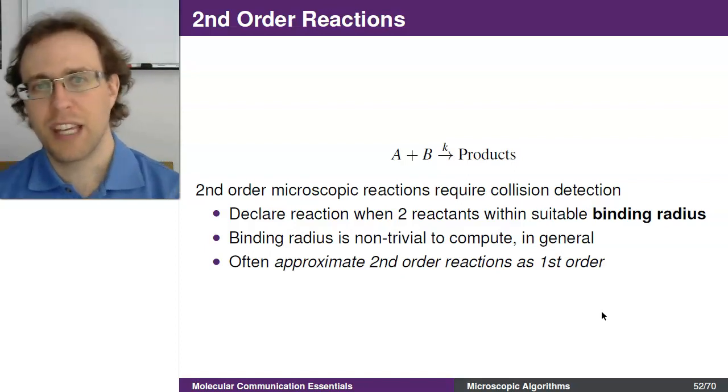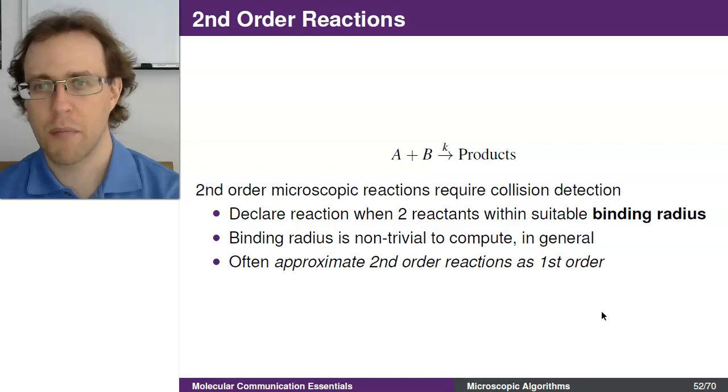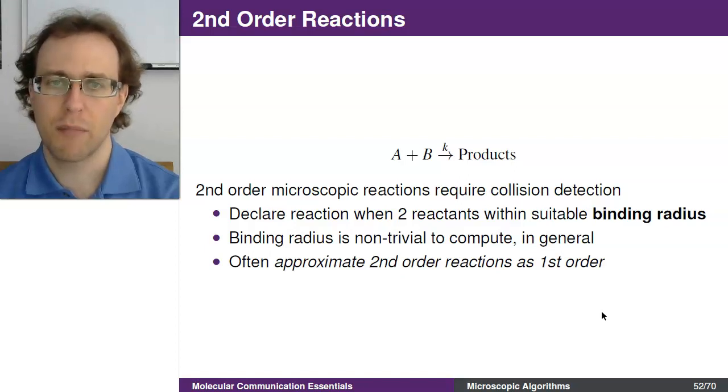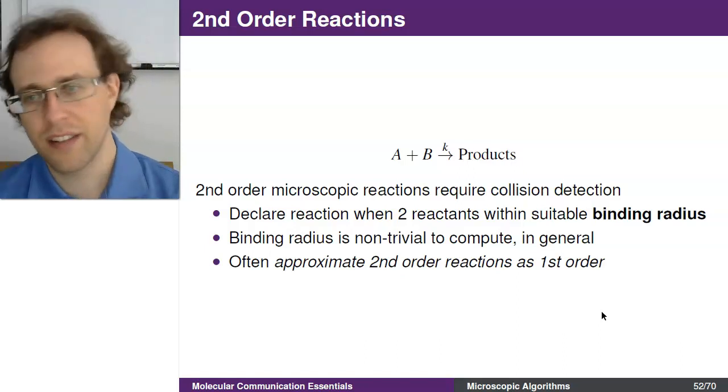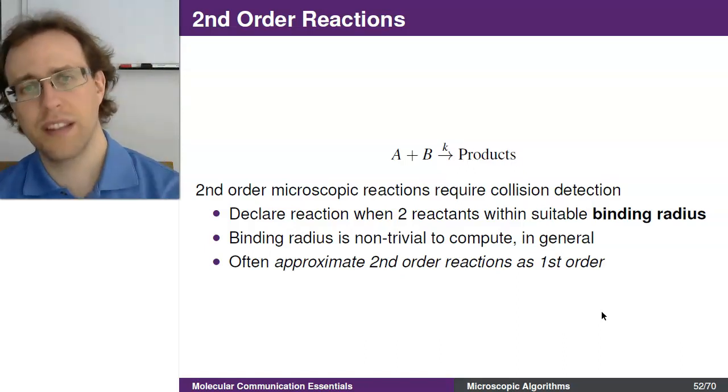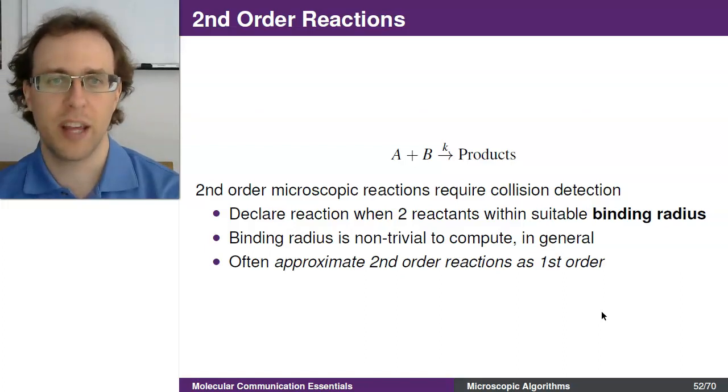Second order reactions can be, in some sense, even more sophisticated. Just as a reminder, a second order reaction has two reactants, and they combine to result in some products. In a microscopic regime, for second order reactions, you need to have some kind of collision detection. What we tend to do is have a binding radius, a distance where if any two reactants are within this distance after a time step, then we assume that they reacted sometime within that previous time step.